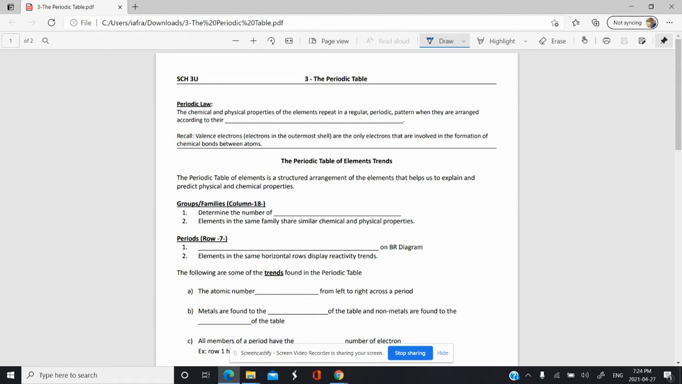So the whole focus of the lesson is the periodic table, how it's organized, and the periodic law. The periodic law is when the chemical and physical properties of elements repeat in a regular periodic pattern when they are arranged according to their atomic number. So when you put them according to their atomic number, there are patterns that repeat themselves in terms of chemical properties and physical properties.